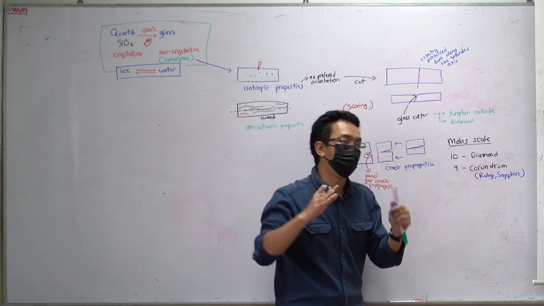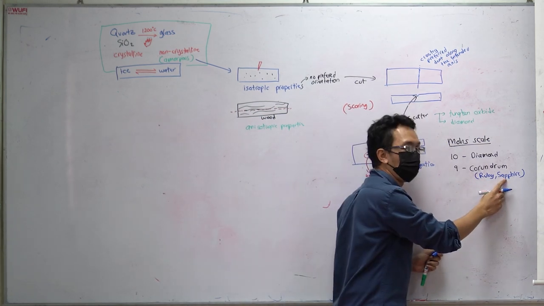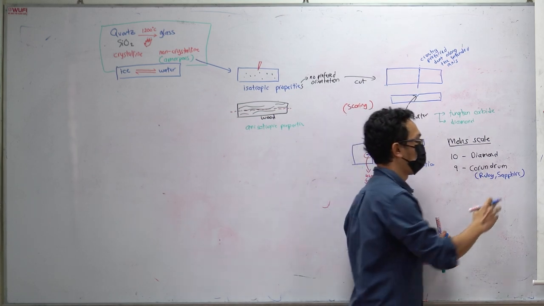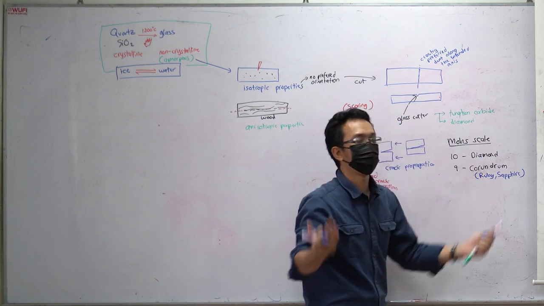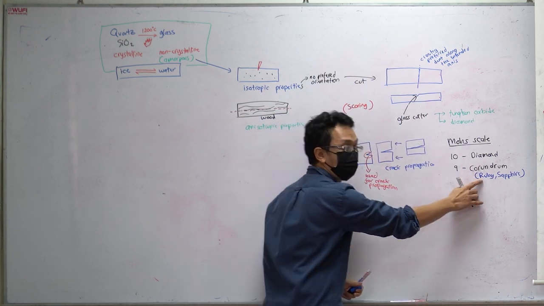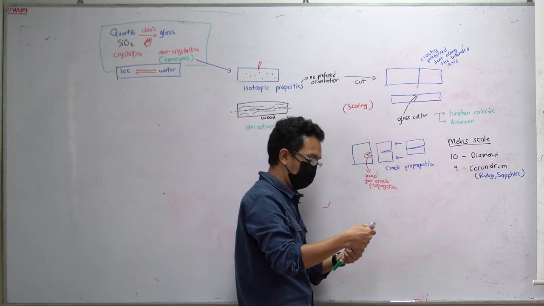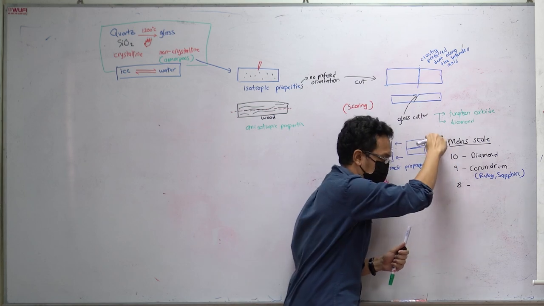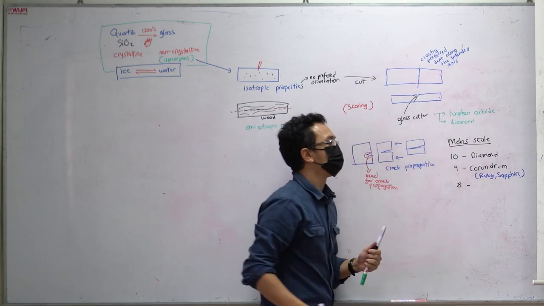And anything other than red, they call sapphire, although sapphire is normally associated with blue. But sapphire is basically anything other than red under this corundum family. So this is also hard, but it's less hard than diamond. On the 8th rank, it becomes less hard.